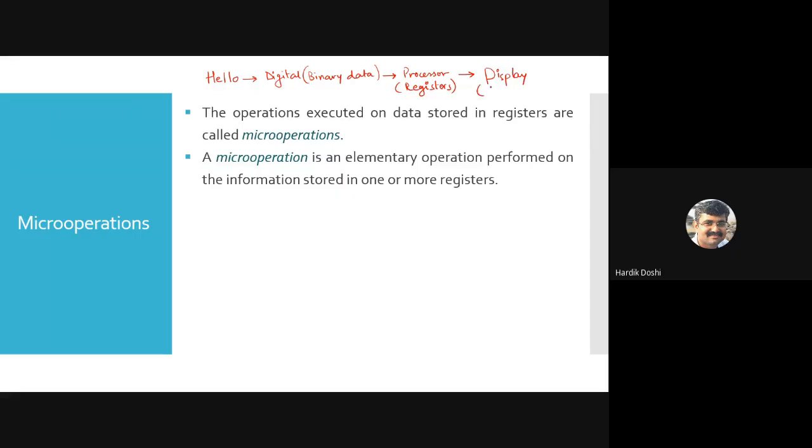That means our screen. Can you see this?